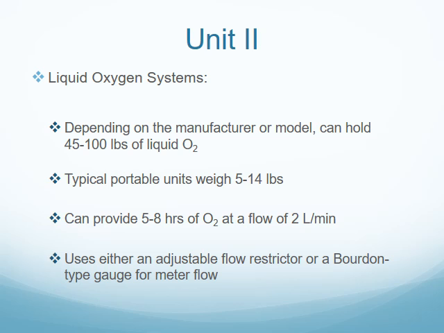So the liquid oxygen systems, depending on the manufacturer or model, can hold up to 45 to 100 pounds of liquid O2. A lot of oxygen. Typically, portable units, like I said before, the little purse strap thing, were about 5 to 14 pounds. I never remembered it being very heavy, but it was something bulky you had to carry around. Those little units can provide 5 to 8 hours of O2 if you're using the typical 2 liters per minute. Of course, if your oxygen requirement was more than that, you would go through the container a lot faster. It uses either an adjustable flow restrictor or a Bourdon type gauge for a flow meter.